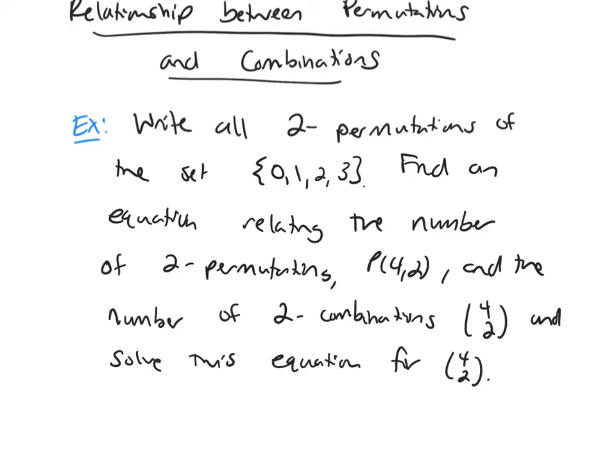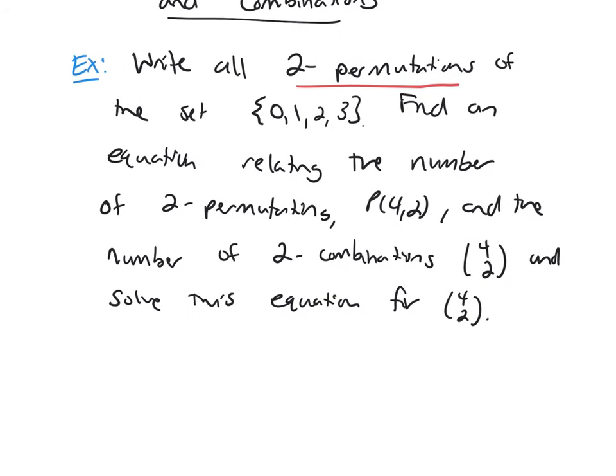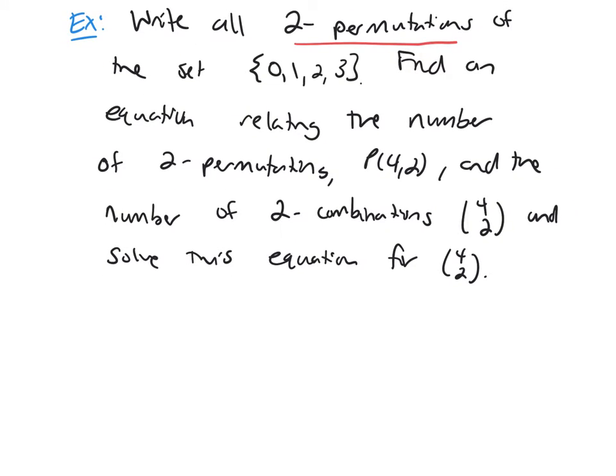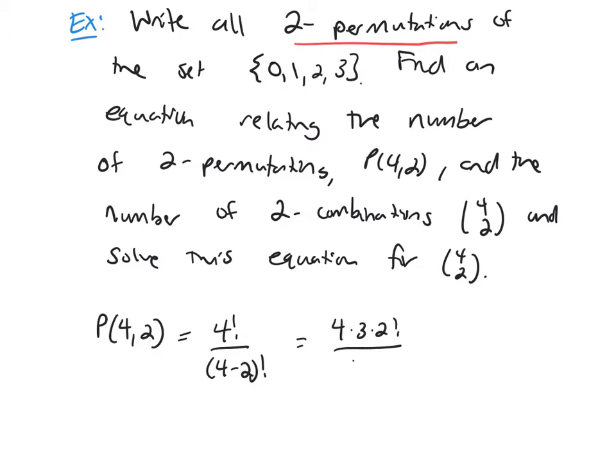So the first thing we're going to do is write all of the 2 permutations. Okay, that's what we're going to start with. We know how many there should be, because remember for P(n,r) we have a formula, and this would be 4 factorial over 4 minus 2 factorial, and the denominator of 2 factorial, and those cancel, so we should have 12 total 2 permutations.